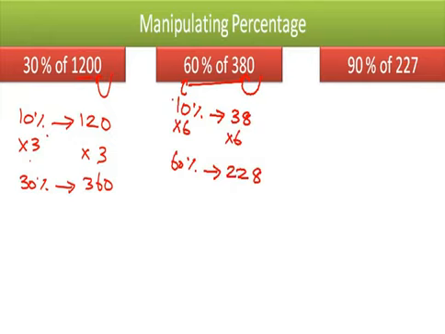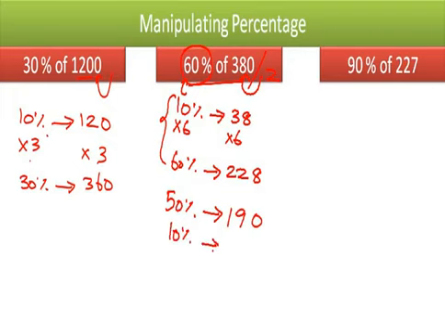Now, is this the only trick to find out the percentage of this number? No. Maybe, since the question is closer to 50%, I'll first try to find out 50% of 380. And what is that? You divide the number by 2, so that is going to be 190. And we know that 10% of 380 is 38. Now add both these terms, you will be getting 60% of 380 as 228.